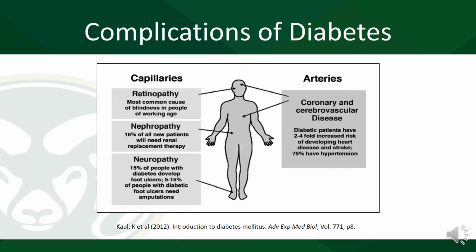Here is a visual representation of the conditions we just discussed. The boxes on the left represent the microvascular complications, which affect capillaries in the eyes, kidneys, and extremities. And the box on the right describes the macrovascular risks, like the 2 to 4-fold risk increase for heart disease and stroke.